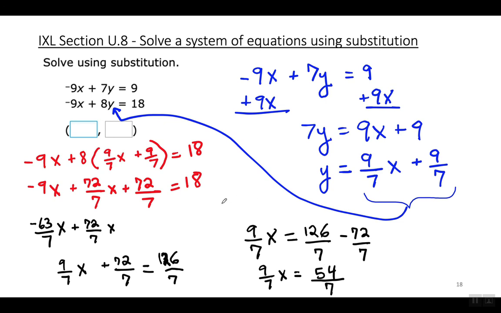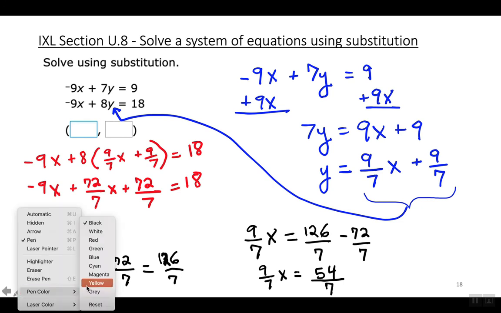So now, use the same technique. To get rid of that 9 over 7, multiply both sides by its reciprocal.